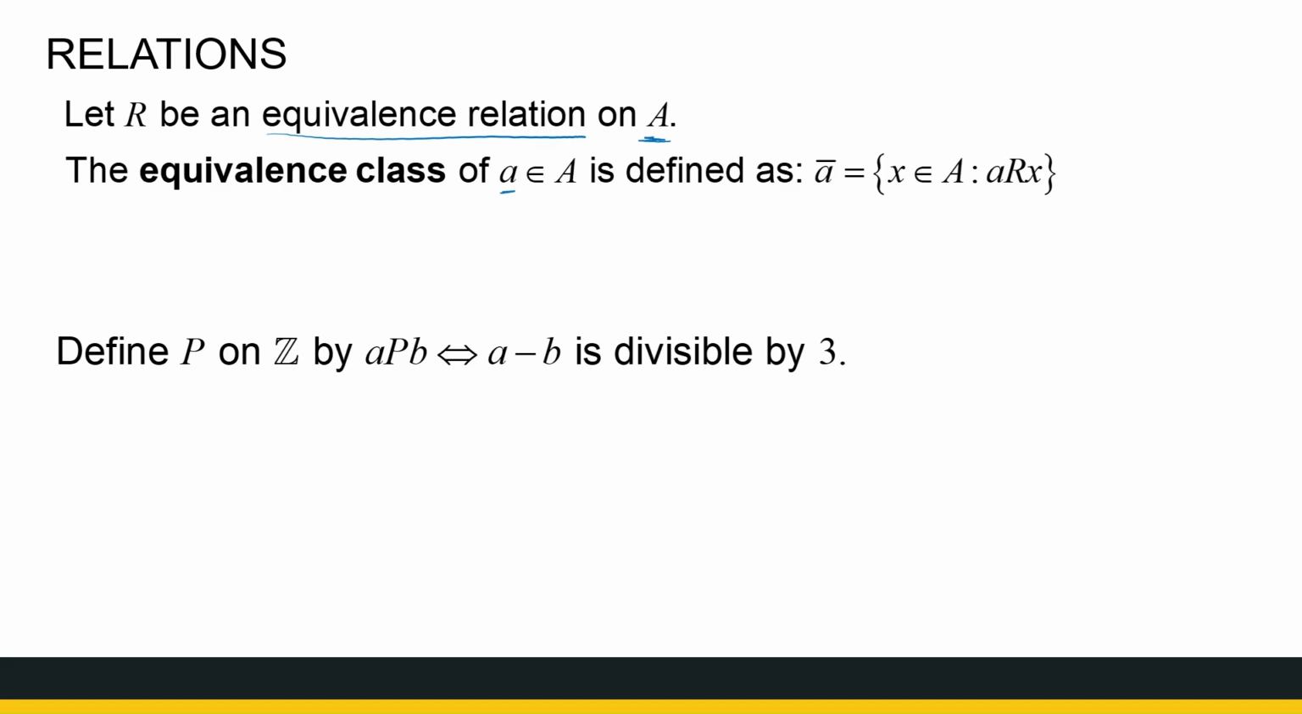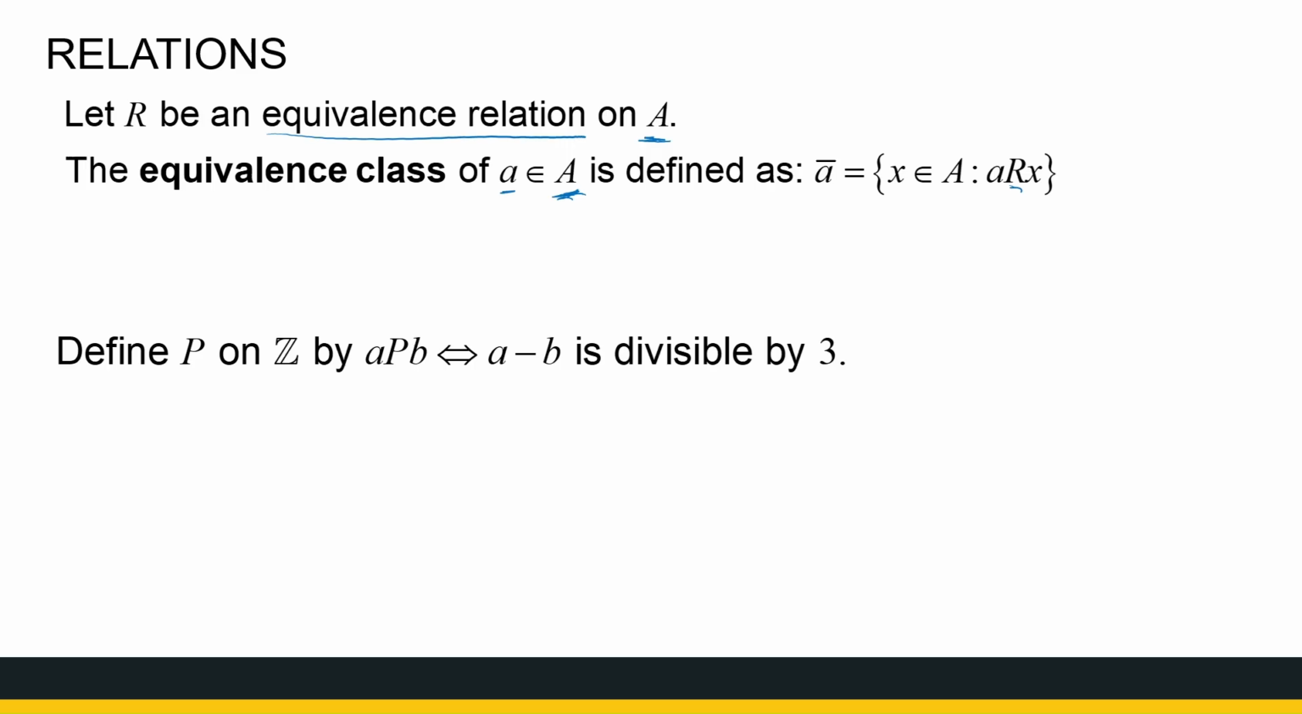Now, what is that equivalence class? Those are all the elements of that set that match with it, with the relation R. So if I've got a set A, the relation is R, then the equivalence class, and we show it with a bar, is all the x's in that set so that aRx is true. So let's build some equivalence classes and see what they're going to look like.